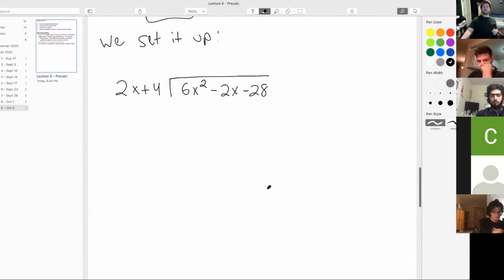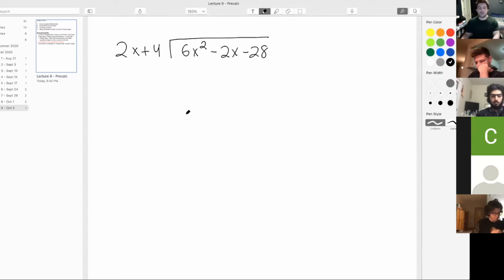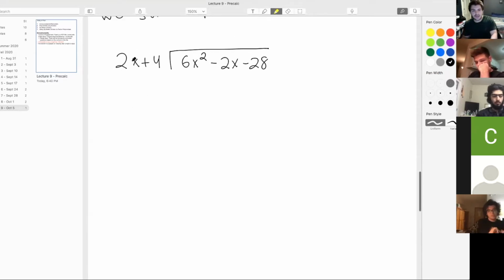This is how you do it. You look at the leading term, 2x, and ask yourself, how many times does 2x go into 6x squared? In other words, 2x times what is equal to 6x squared? Well, 2x times 3x is equal to 6x squared, I hope you would agree. So that's the polynomial that you put up here.